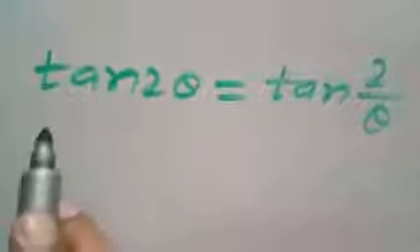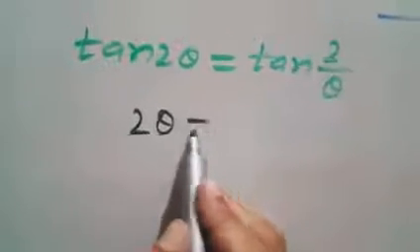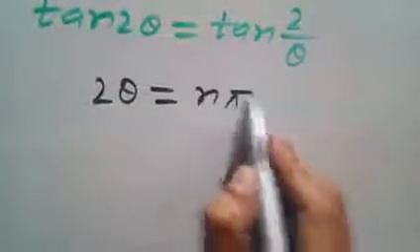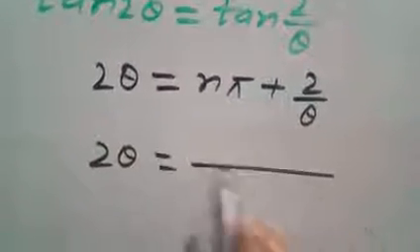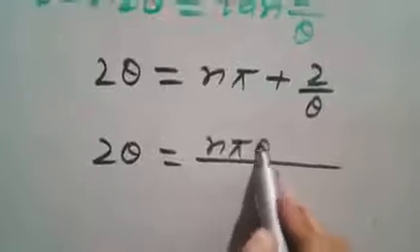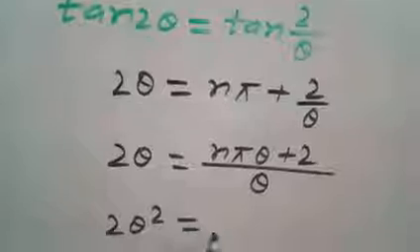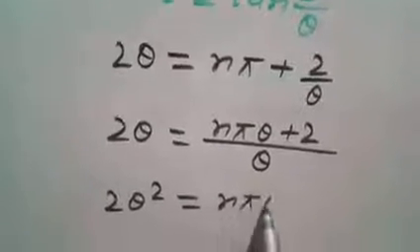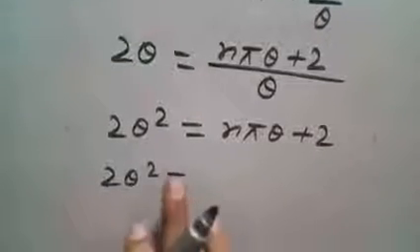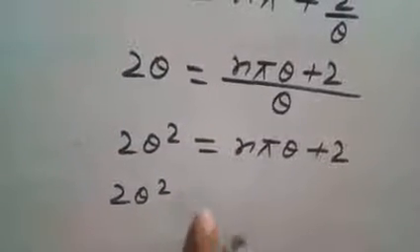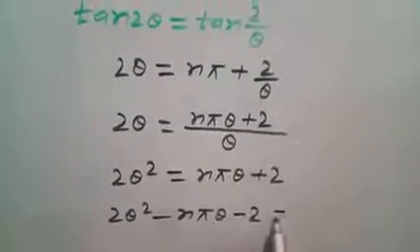Now I am going to solve the first question. tan 2θ = tan (2/θ). So we know that 2θ = nπ + 2/θ. So 2θ = nπθ + 2 over θ. Now in the next line, 2θ² = nπθ + 2, or we can write 2θ² - nπθ - 2 = 0.